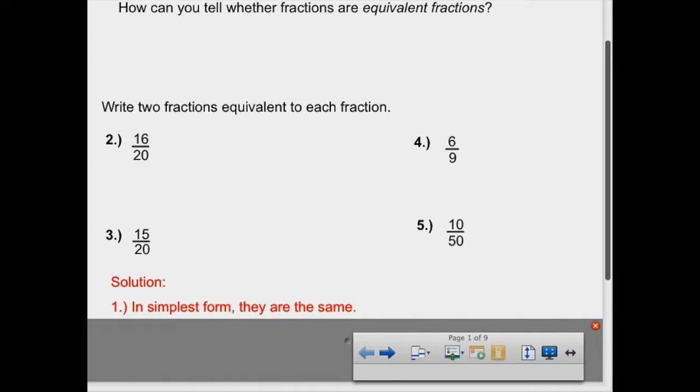Okay, now 2, 3, 4, and 5. Are we going to have the same answers? No. Because for every fraction, is there a limited number of equivalent fractions when I have a fraction? No. We could always come up with more, right?